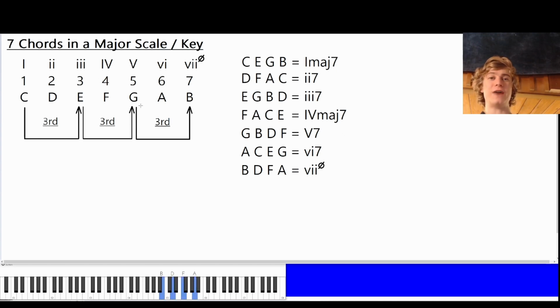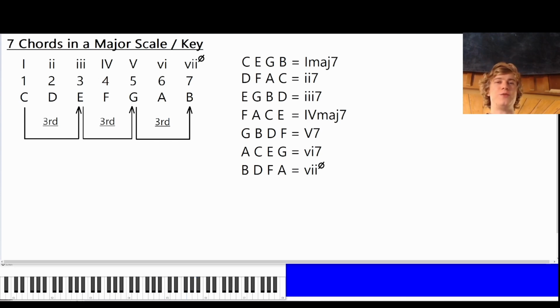Okay, now my last one, B, D, F, A. Now this is a half diminished 7 chord, so that's why it has a VII with a degree symbol looking thing with a slash through it. That's telling you that the degree symbol would be a diminished, but it has a slash through it, so it's telling you it's a half diminished. And it is a half diminished because you have a diminished triad on the bottom, B, D, and F, and then you have a minor 7th on top of that.